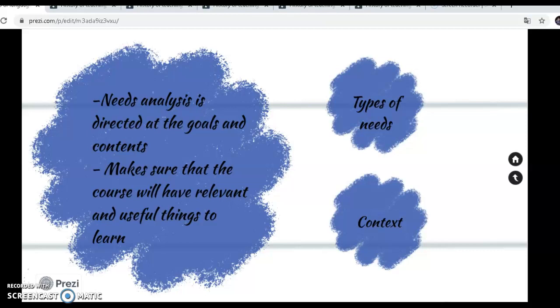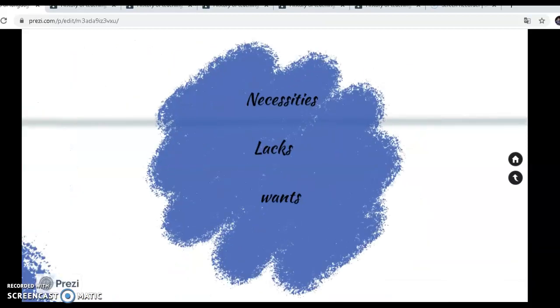The purpose of needs analysis is to collect information to develop a profile of the language needs of a group of learners in order to make decisions about the goals and content of the course or curriculum. What are the types of needs? The types of needs are the necessities, what is needed to perform; the lacks, what learners lack or do not have; and what learners wish, the wants.